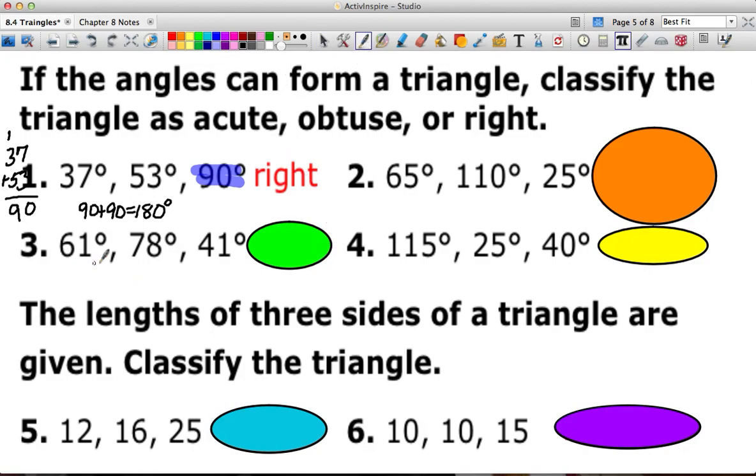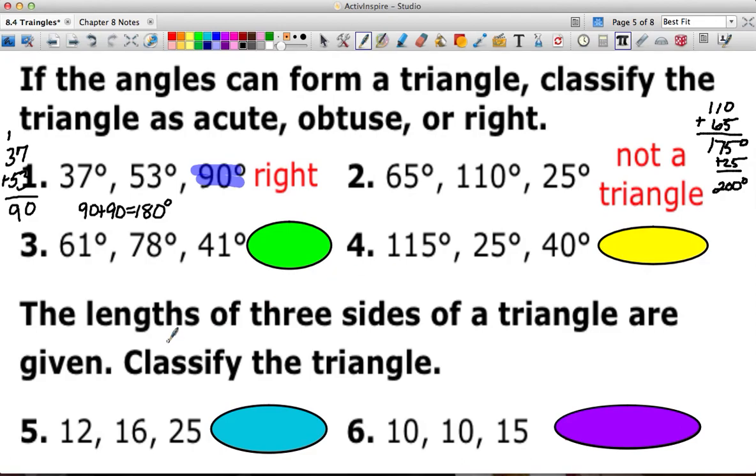All right, now we have number 2. We have 65 degrees, 110 degrees, and 25 degrees. If I add all of these together, so 110 plus 65 gives me 175 degrees. If I add another 25 degrees to that, I'm at 200 degrees. That's a bit more than 180. So this tells me that it doesn't matter what these angle measures are, this cannot be a triangle.